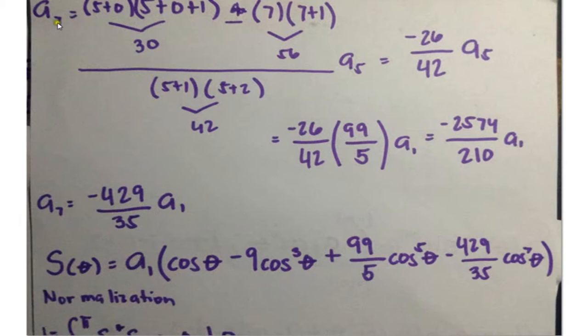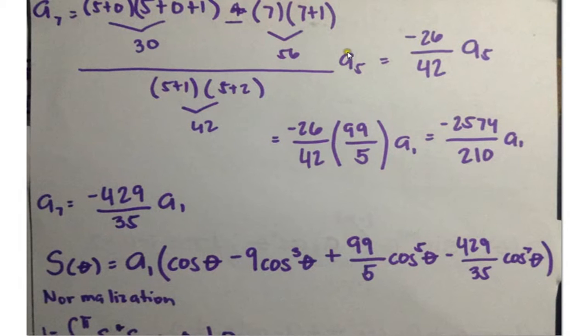So our j here is 5. So again, we do it again. 5 plus 0 times 5 plus 0 plus 1, which is 5 times 6, which is 30, minus 7 times 7 plus 1, which is 56, over 5 plus 1 times 5 plus 2, which is the same as 6 times 7, is equal to 42.